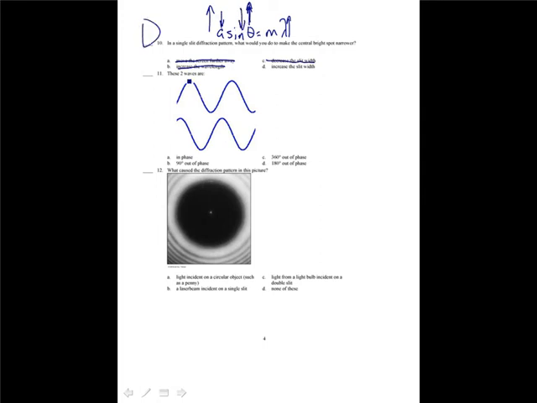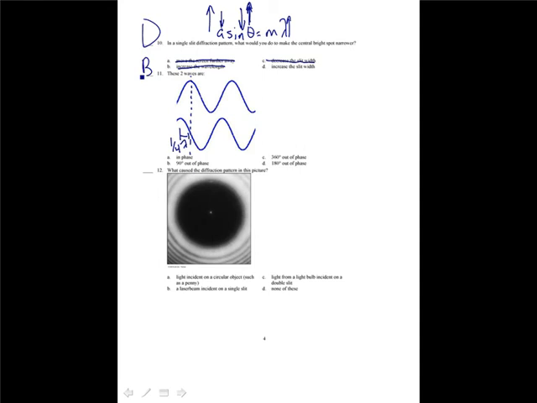These two waves, if I drop this down, I see they're offset by approximately this much, and that is a quarter wavelength, and a quarter wavelength translates into 90 degrees out of phase.